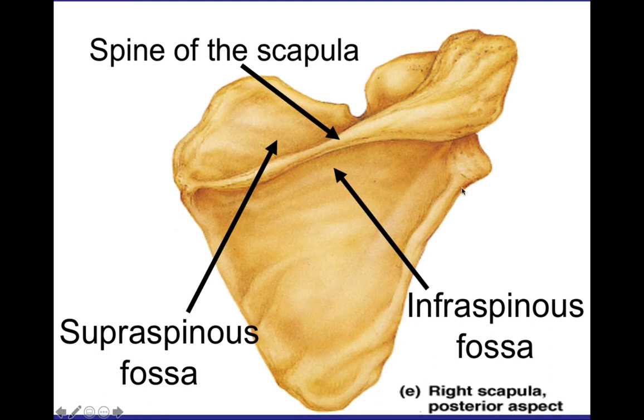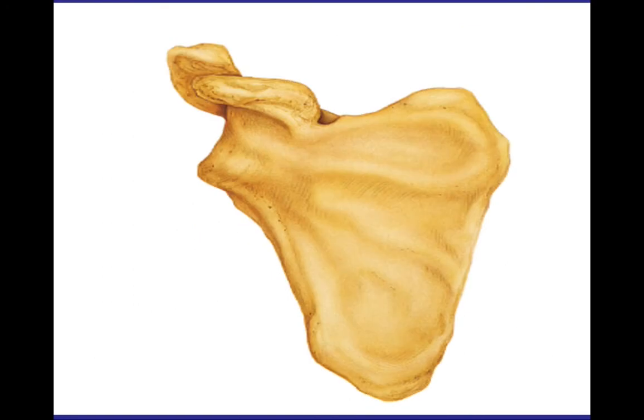When we start to learn the muscles and we get into the rotator cuff specifically, we will find that 2 of the rotator cuff muscles are known as the supraspinatus and the infraspinatus muscles, and each of those will sit in their respective fossa. Now when we rotate the scapula 180 degrees, we're now looking at the anterior side.